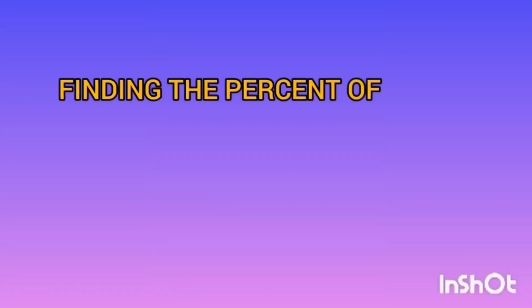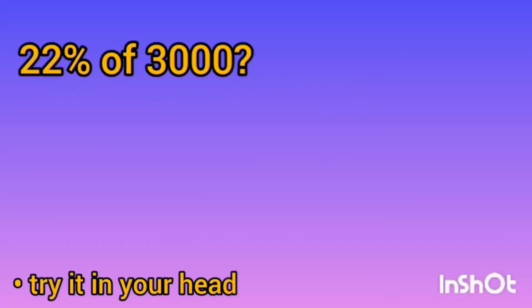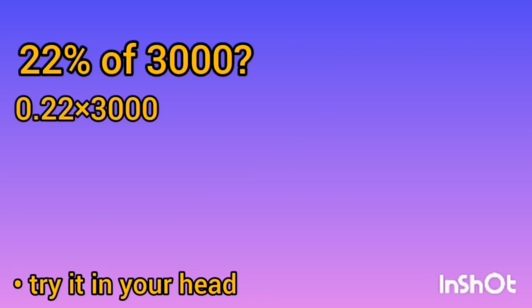So we start with finding the percent of. How do we find, let's say, 22% of 3,000 faster? Here we can simply multiply 0.22 by 3,000. Usually it's faster to do it on the right hand side of the keyboard with the number pad in the GRE exam. So 0.22, which we know to be 22%, by 3,000 gives us 660.